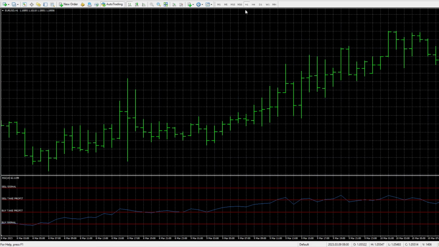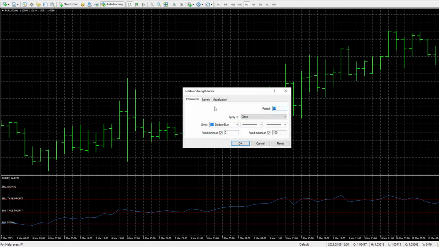We are on the 1-hour chart and euro-dollar pair. Go over the added indicator and double-click on the chart line. Now let's take a detailed look at the settings of the indicator. We leave the period as default 14. When we go to the levels section, I added 4 levels here. I wrote an explanation of what we will use them for.